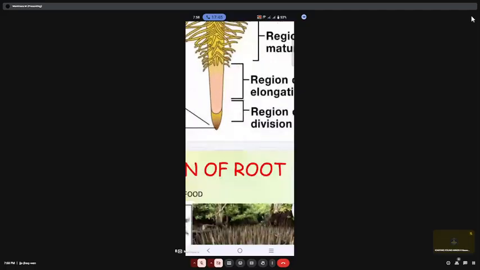Make a note of it. Since it is the meristematic zone, we know the meristematic cells divide continuously, so the cells present in this region are able to divide. This part represents the main growth of the root. The main growing region of the root is the meristematic zone only. Understood? Just above the root cap is this region.